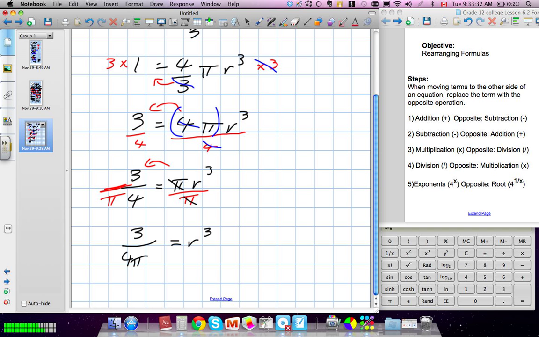So if I had moved 4 pi together, it would have been like jumping to this step here, and we would have 4 pi below 3, or 3 divided by 4 pi.